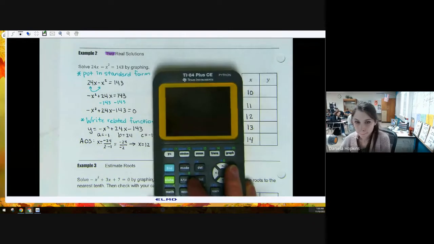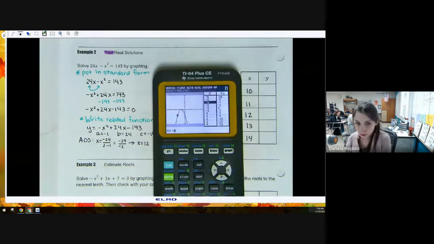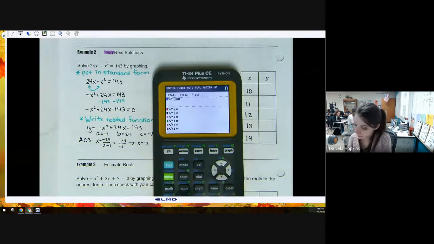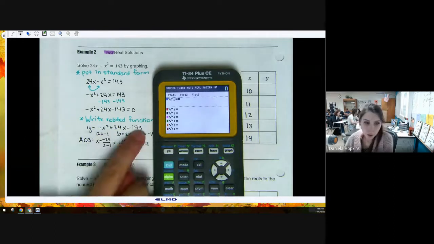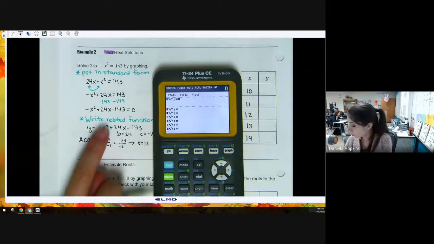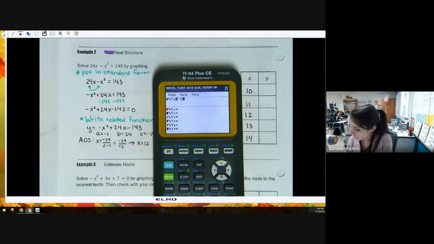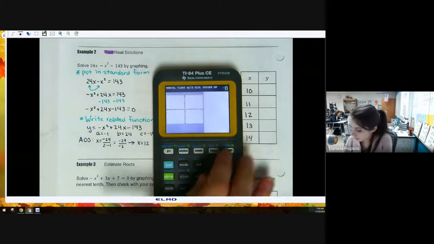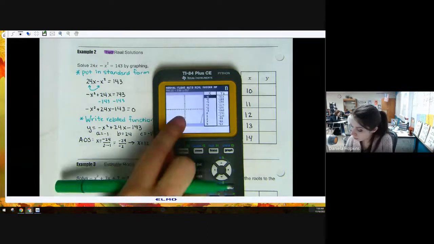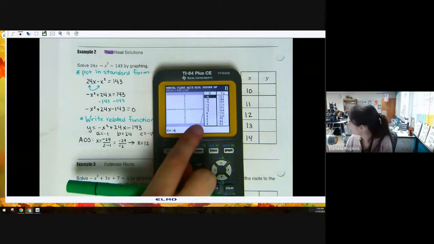All right, so in our calculator, y equals, clear it out. I'm going to type in this equation instead. Again, it starts with that minus, so use the negative for that one. Negative x squared plus 24x minus 143. Hit second table. Now notice my window doesn't really show my parabola here.